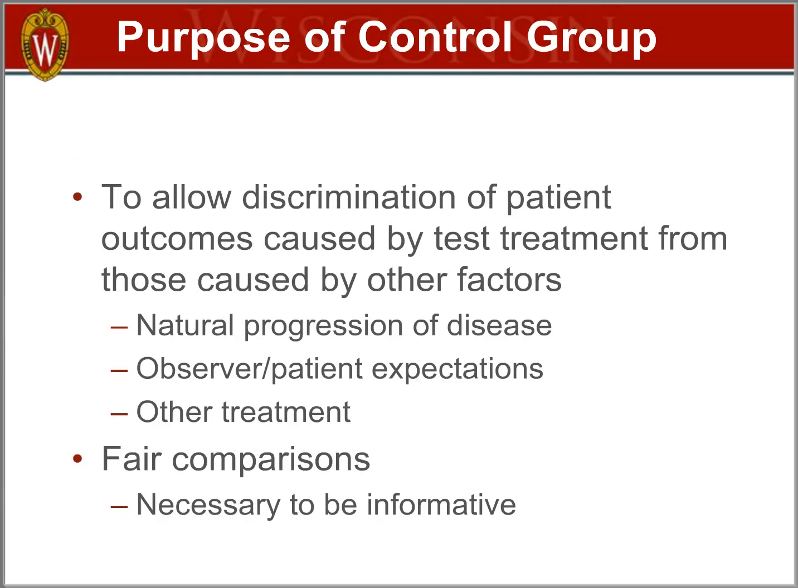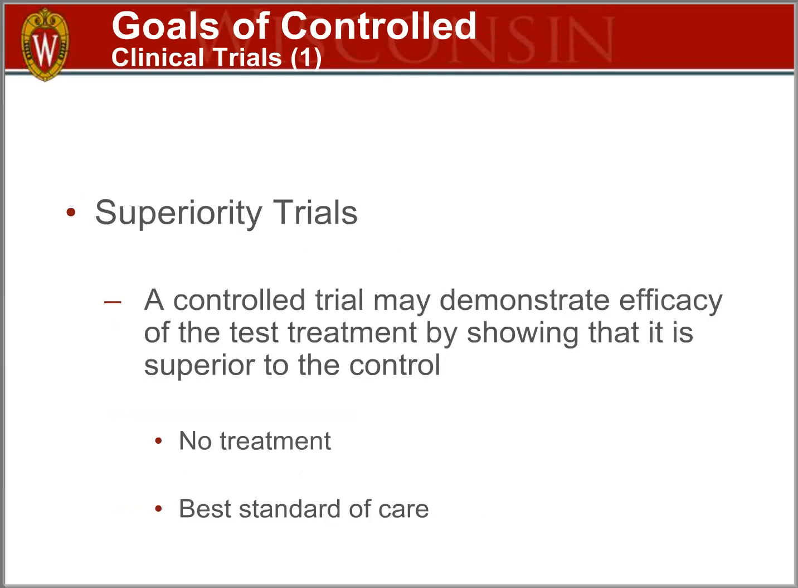The purpose of the control group is to allow discrimination of the patient outcomes caused by the test intervention from those caused by other factors: the natural progression of the disease, the observer or patient expectations, other treatments. We want it to be a fair comparison if it's going to be informative. In superiority trials, we are testing whether a controlled treatment may demonstrate efficacy of a test by showing it's better, or superior, to that of the control. The control might be no treatment, or it might be best standard of care.